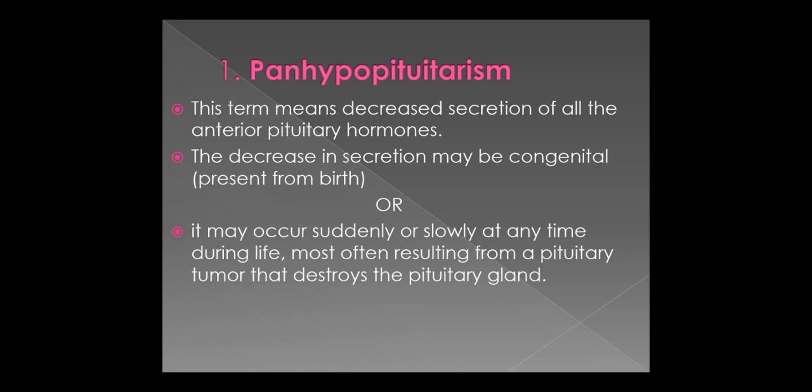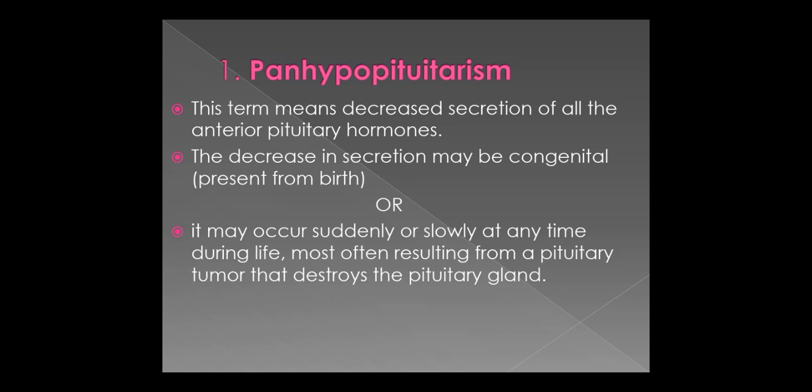Now, starting with the growth hormone, the first condition we are going to study is panhypopituitarism. Hypopituitarism means decreased secretion of the pituitary gland, and it is mostly related to the anterior pituitary gland. And pan means a decrease in the secretion of all the hormones. So it is a condition in which there is decreased secretion of all the anterior pituitary hormones.